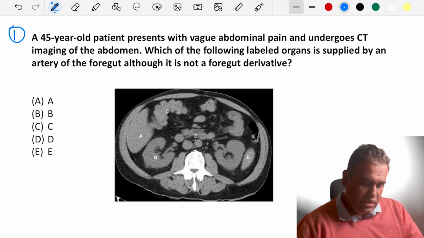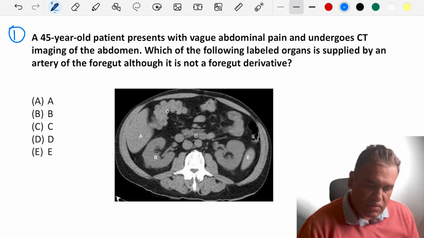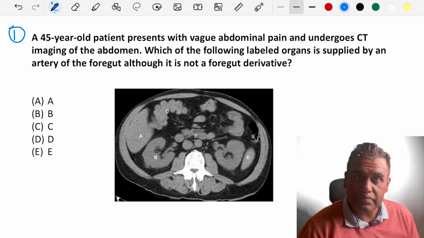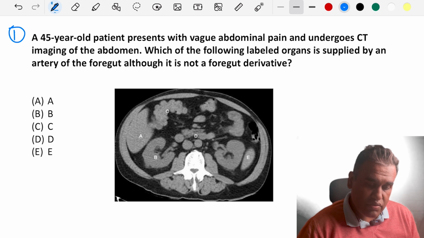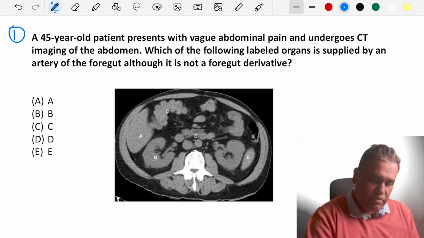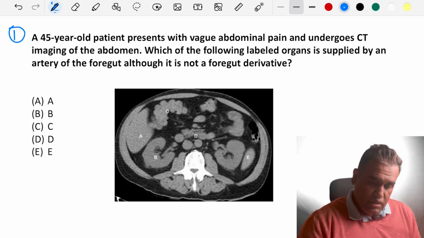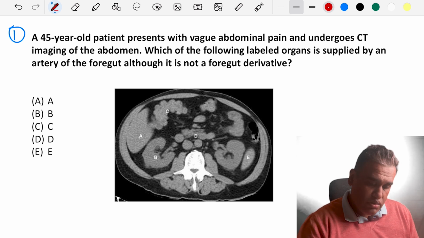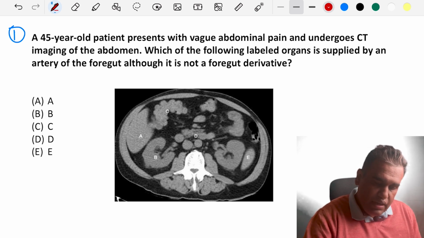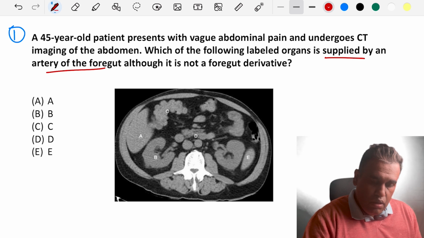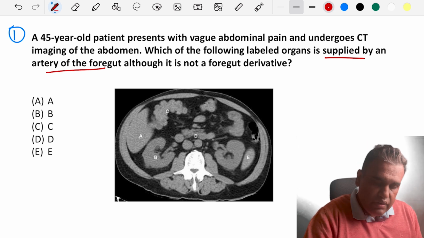The first MCQ asks: a 45-year-old patient presents with vague abdominal pain and undergoes a CT of the abdomen. Which of the following labeled organs is supplied by an artery of the foregut, although it is not a foregut derivative? So here is a very important conceptual question. If you look at the last line of the question, which organ is supplied by an artery of the foregut, although it is not a foregut derivative?